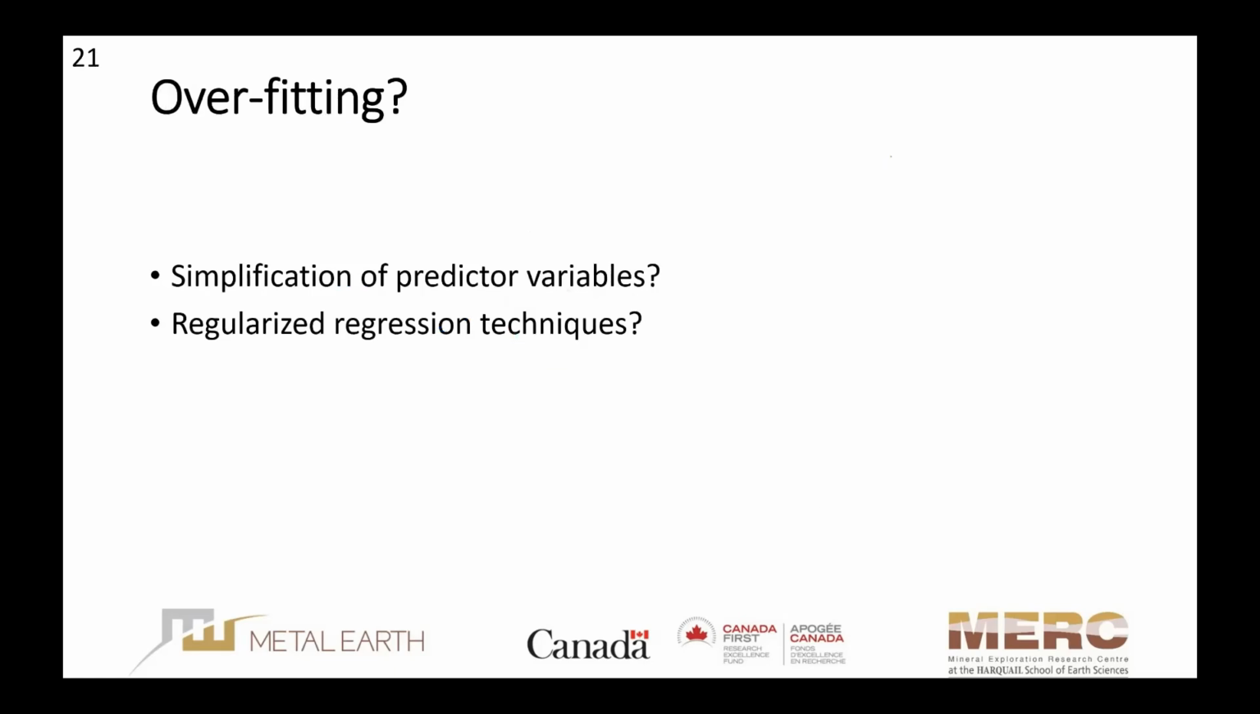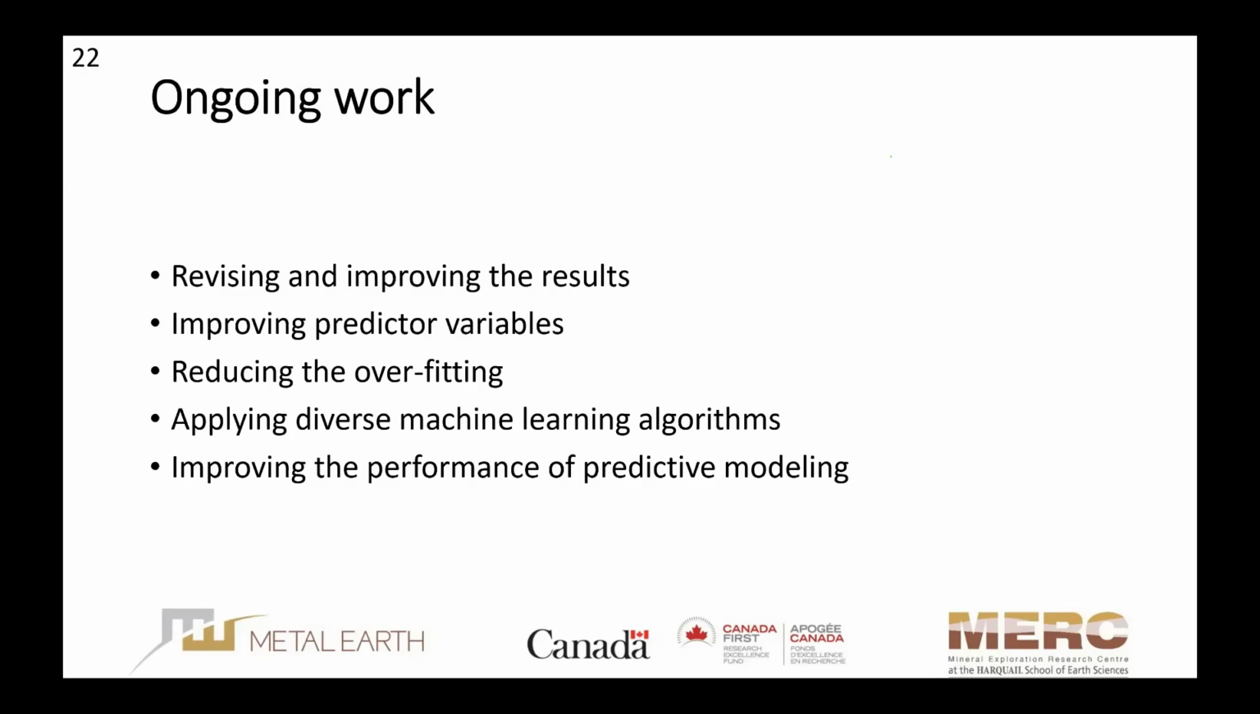So we need to do something in order to address the problem of overfitting, and this is some sort of the ongoing work that we have in progress. There are a couple of procedures that we can apply for reducing the problem of overfitting in our model. The first thing that we can do is simplify the predictive variables of our model. We have used many continuous data sets. Maybe what we can do is to just classify those variables and compare the results. We also can use regularized regression techniques such as lasso and elastic net techniques. Those techniques can resist the effects of overfitting in our model. And this is the ongoing work that we have in progress.